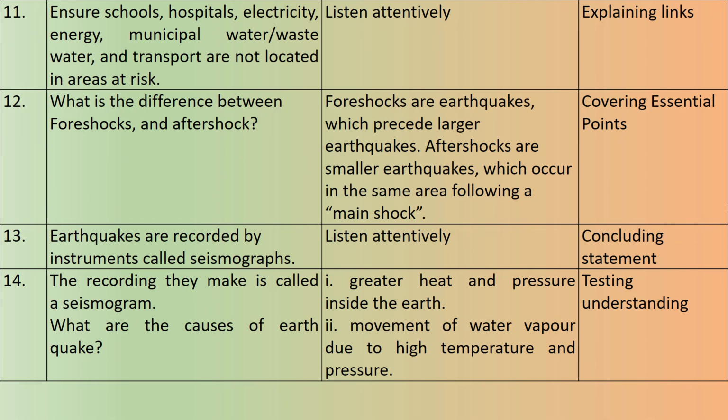The teacher will then say that by ensuring schools, hospitals, electricity, energy, municipal water, wastewater, and transport are not located in areas at risk. The student will listen attentively. The component used is explaining links. The teacher will ask the question, what is the difference between foreshock and aftershock? The students will answer that foreshocks are earthquakes which precede larger earthquake. Aftershocks are smaller earthquakes which occur in the same area following a main shock.